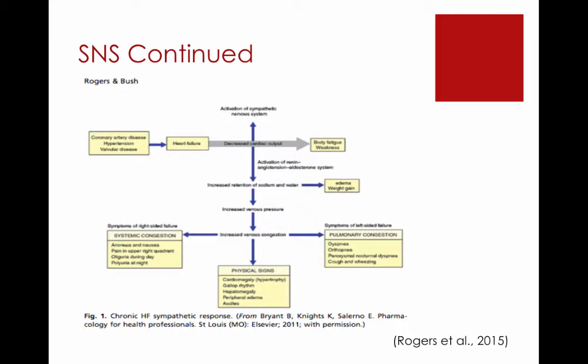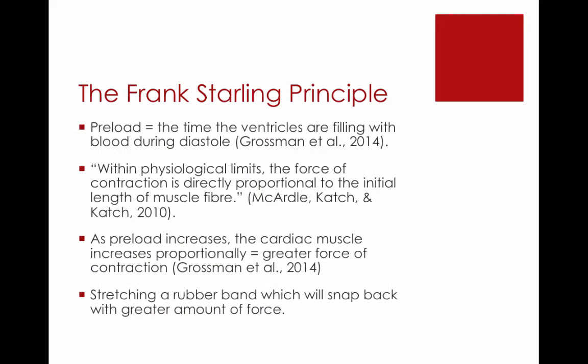The next way the heart can compensate is through increased preload, and we can see this in the Starling principle. So preload is the time the ventricles are filling during diastole, when the ventricles are filling with blood. So a great quote to understand this principle is this: within physiological limits, the force of contraction is directly proportional to the initial length of muscle.